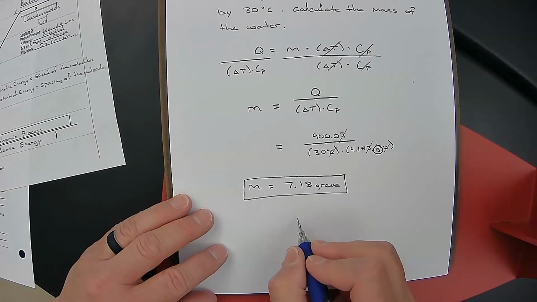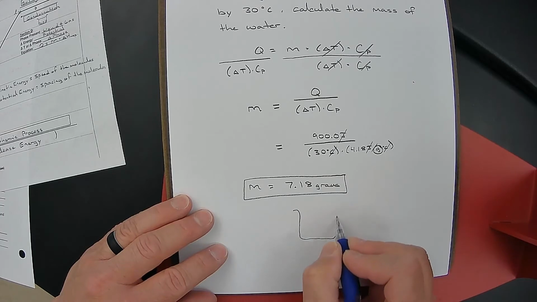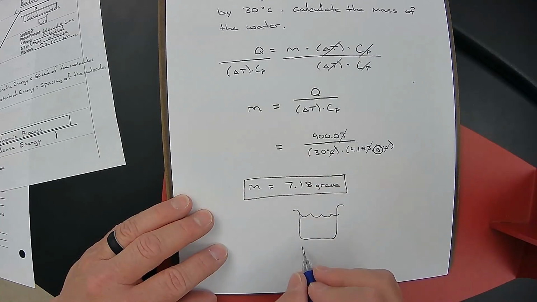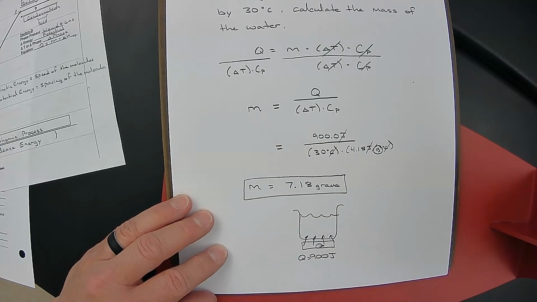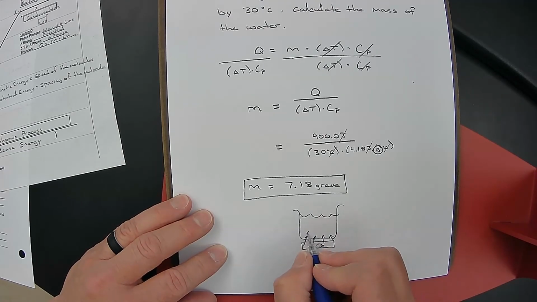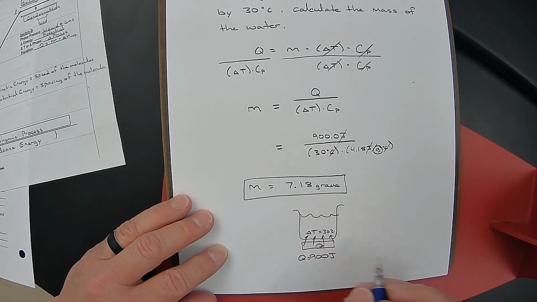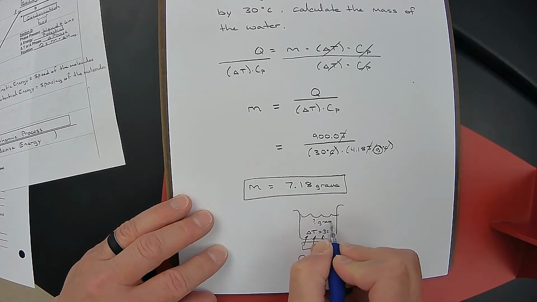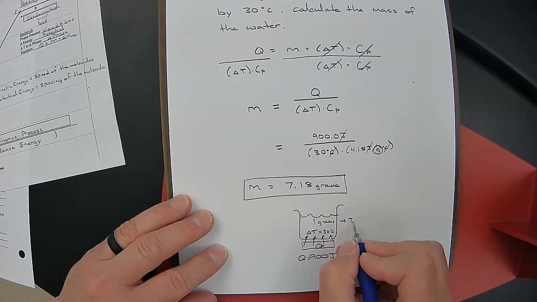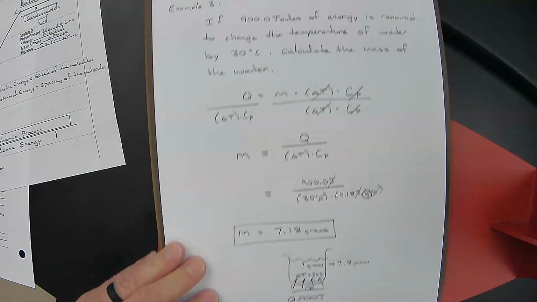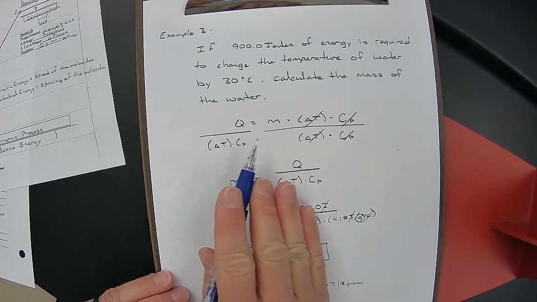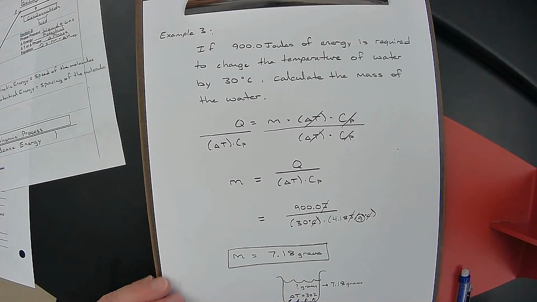The way that we would interpret this is we have a beaker, and we know that we're putting it on a hot plate or a Bunsen burner, and we are putting into that 900 joules of energy. And we know the temperature change was 30 degrees Celsius, and we wanted to know how many grams there were. Well, it turns out there was 7.18 grams of water. I hope this helps in understanding how to rearrange this equation to be able to solve for the unknown variable.